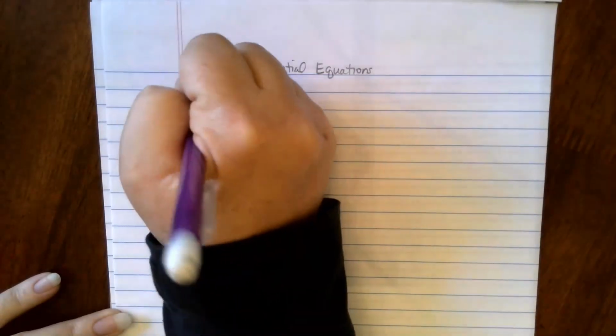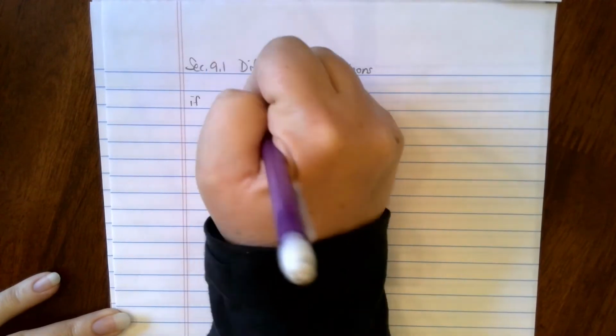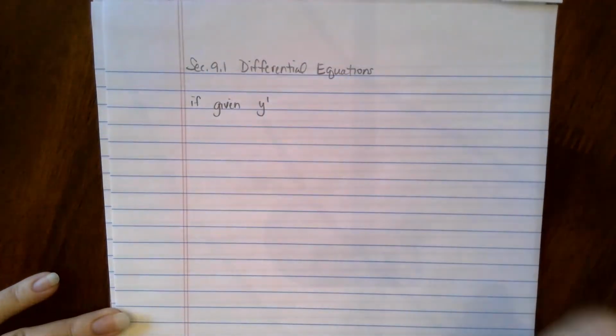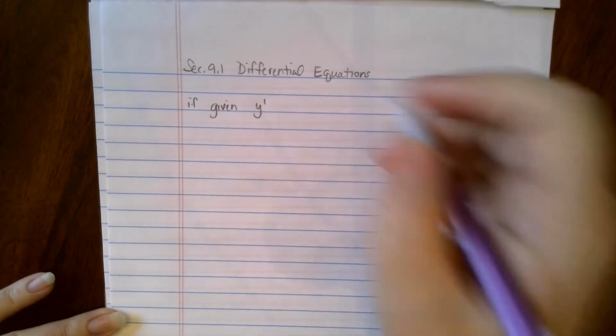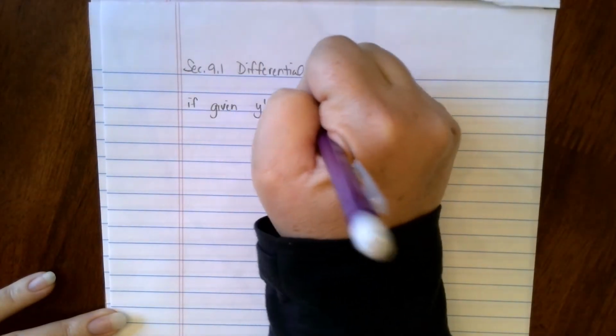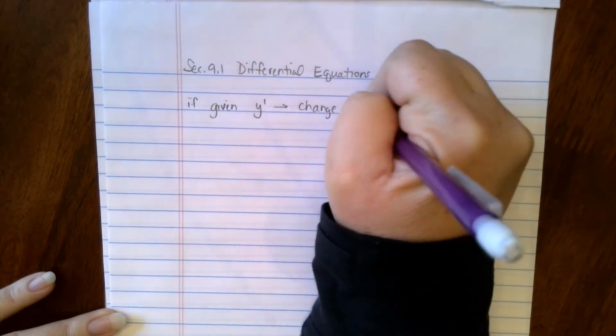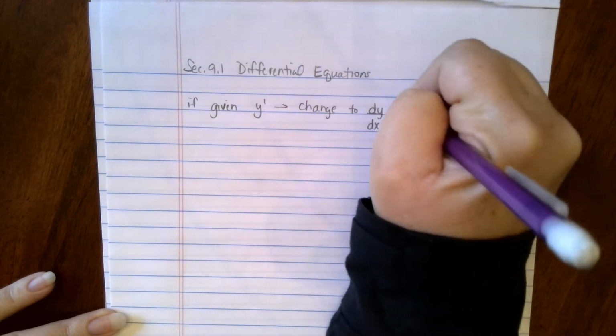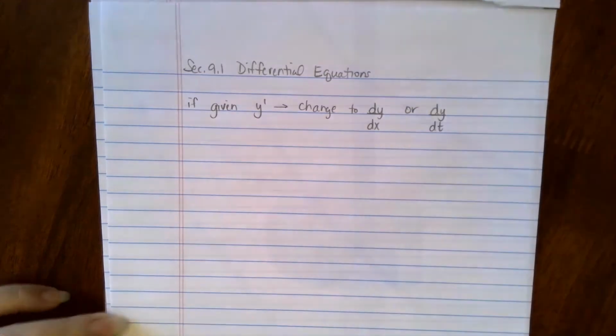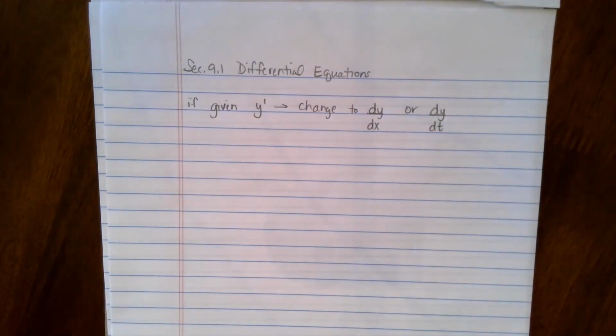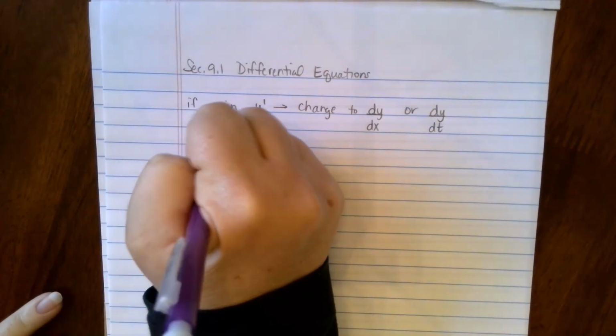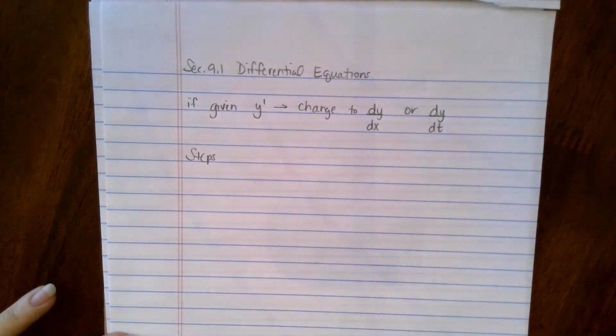If you are given y prime, go ahead and change that to dy dx or dy dt. You want to change that because what we're going to do is we're going to separate our variables. We want our x's to go with our x's and our y's to go with our y's, or t's if that's the matter, and go through and be able to solve each side. So let's go ahead and write down our steps first. After we write down our steps, we'll go ahead and get started with practicing.